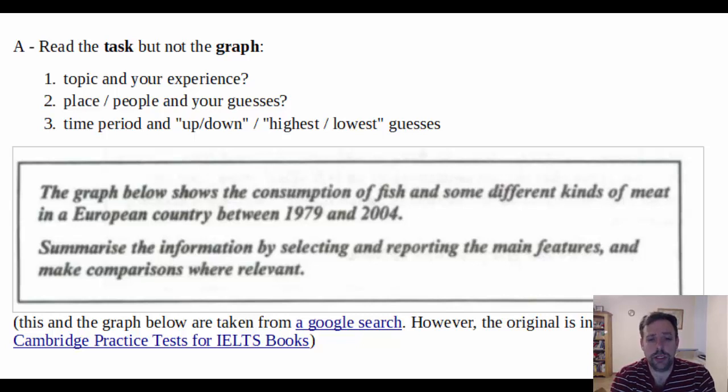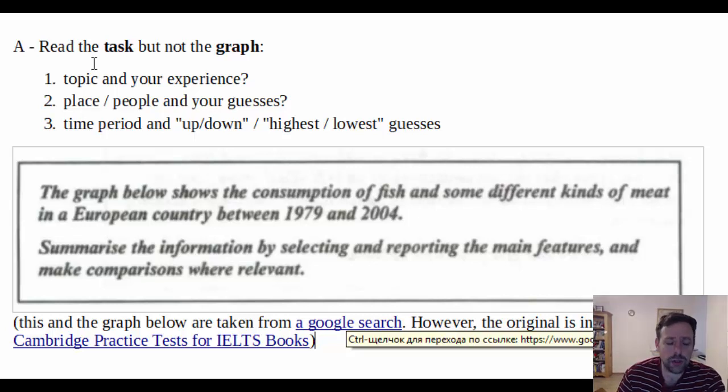Okay, welcome to an IELTS writing part 1 academic video. We're going to look at a line graph. I got this from a Google search. I went into Google and put IELTS writing part 1, fish and meat. But all the results there are the same, and they're from the Cambridge practice test for IELTS books. So I definitely recommend, if you're preparing for the exam, you want to get hold of these books. They're very good for practice.